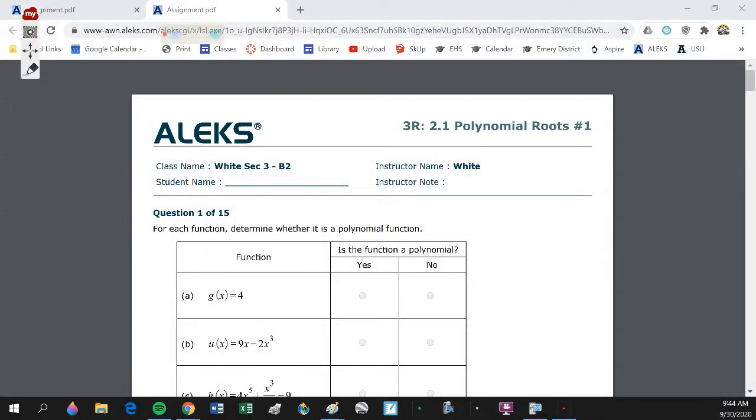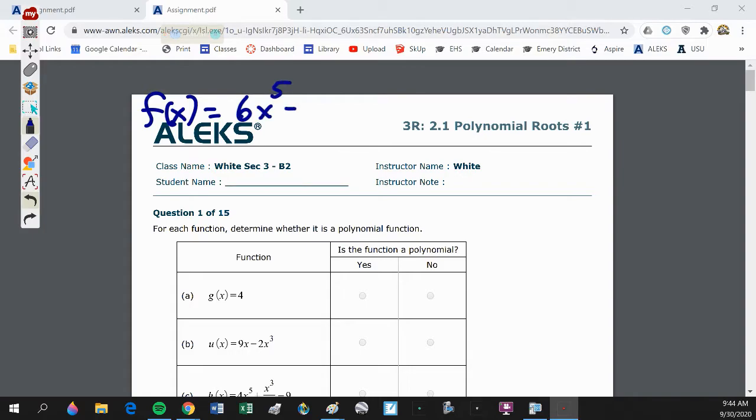We are moving on to Chapter 2, and Chapter 2 deals with polynomials that are bigger than quadratics. So a quadratic is an x squared, but polynomials can get infinitely large. So first, we have to decide, is something a polynomial or not? An example of a polynomial would be f of x is equal to 6x to the 5th minus 7x to the 4th, and so on.